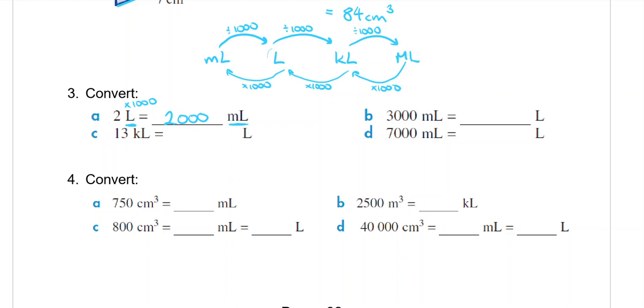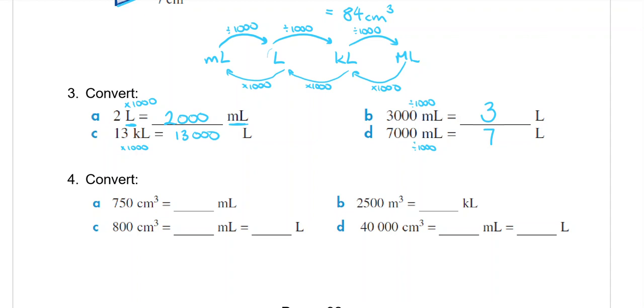Question B, 3,000 millilitres, following the arrow back to litres, means I need to divide by 1,000. 3,000 divided by 1,000 is just 3. Part C, 13 kilolitres to litres, follow the arrow, I need to times by 1,000. 13 times 1,000 is 13,000 litres. And 7,000 millilitres, follow the arrow to litres, means I want to divide by 1,000. 7,000 divided by 1,000 is 7.